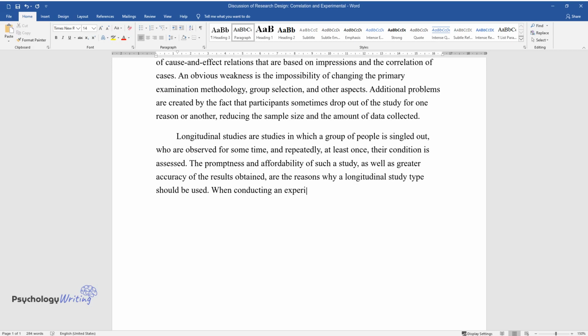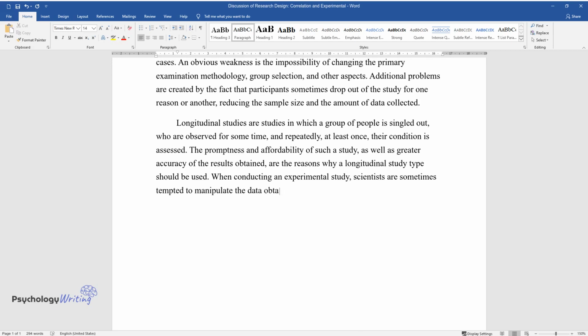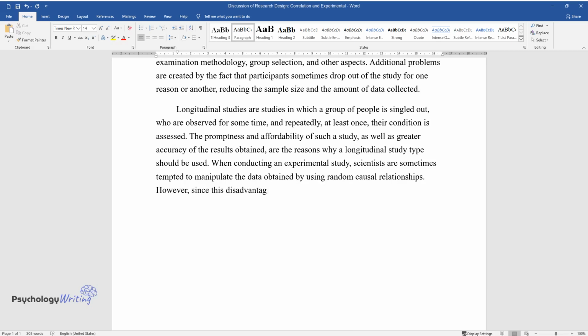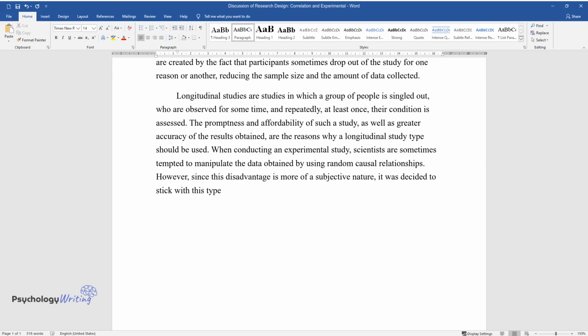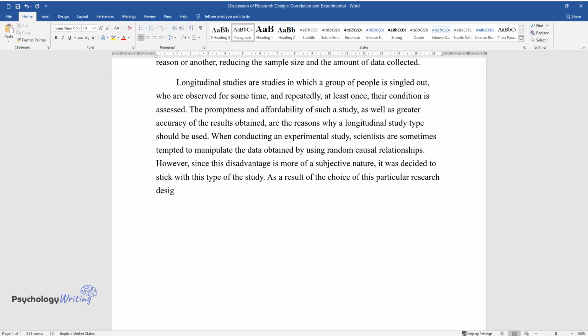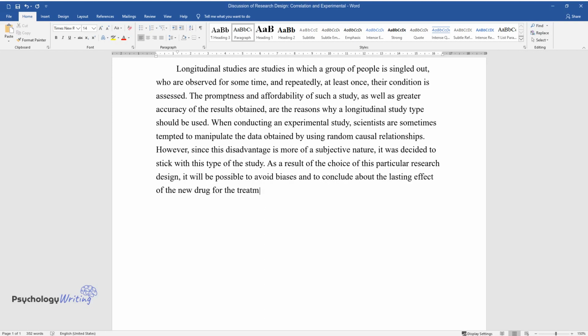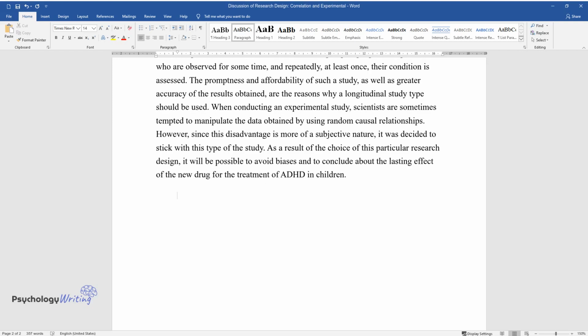When conducting an experimental study, scientists are sometimes tempted to manipulate the data obtained by using random causal relationships. However, since this disadvantage is more of a subjective nature, it was decided to stick with this type of study. As a result of the choice of this particular research design, it will be possible to avoid biases and to conclude about the lasting effect of the new drug for the treatment of ADHD in children.